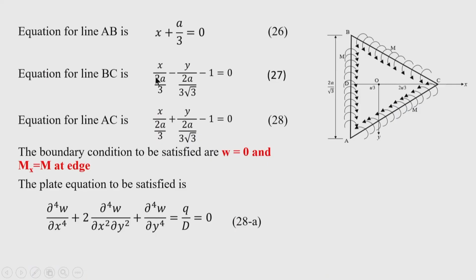In the intercept form, the standard intercept form of the straight line is x by a plus y by b equal to 1. Here the intercept along the x axis is 2a by 3, that is obvious, OC is 2a by 3. The intercept along the y axis is on this side, that is 2a by 3 into tan 30. It is negative because it is in the negative direction, equal to 1. So 1 I have transferred to the left hand side, equal to 0. All right. The equation of the line AC is similarly written.